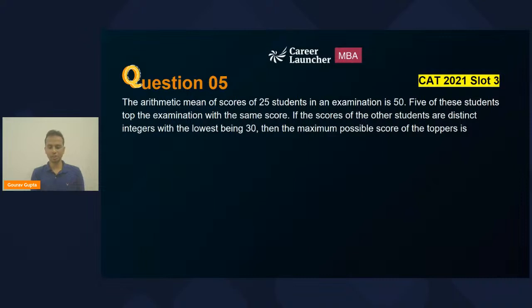Now moving on to the next question, question number 5, CAT 2021 slot number 3. Again, a slight concept of maximizing a particular value. So the question is easy. The arithmetic mean of the scores of 25 students in an examination is 50. 5 of these students top the examination with the same score. If the scores of the other students are distinct integers, with the lowest being 30, then the maximum possible score of the toppers is how much? No options are given, so you will have to type in your answer.